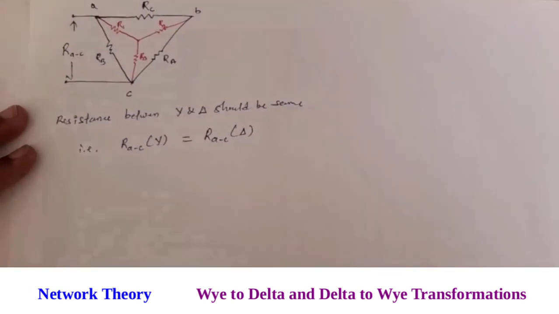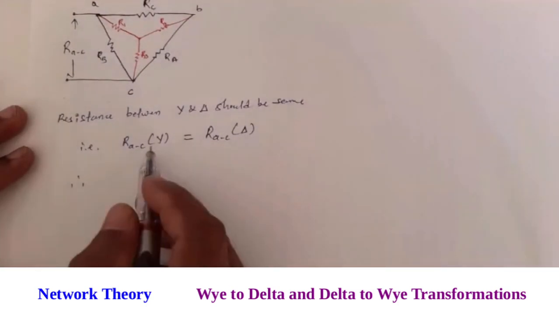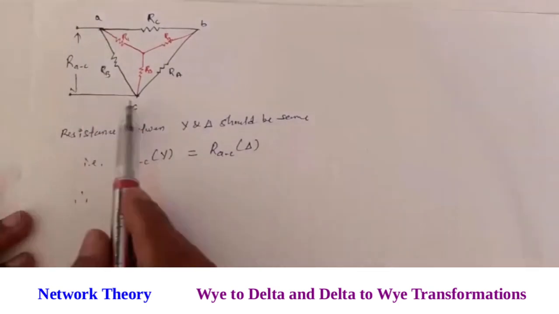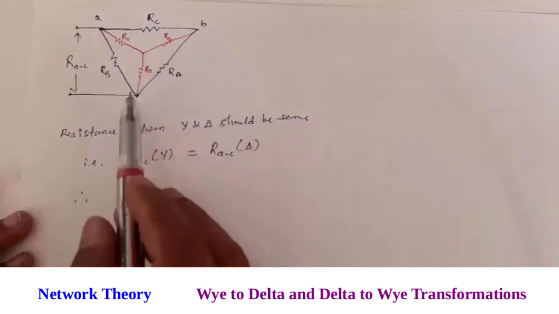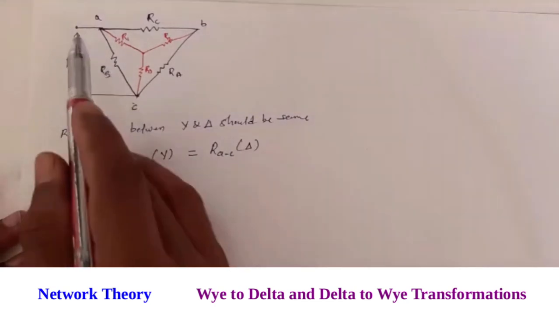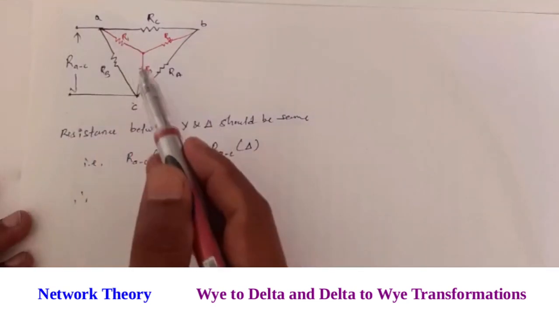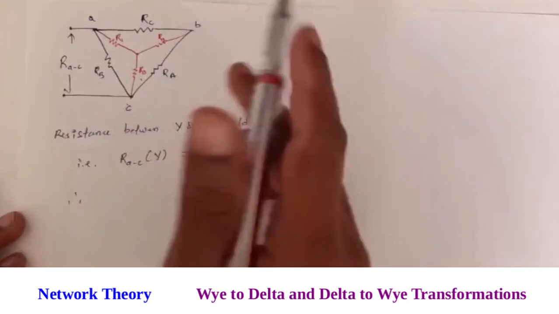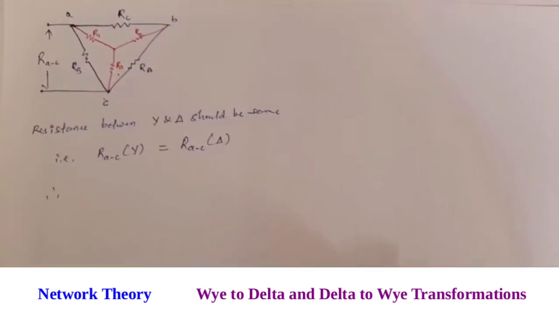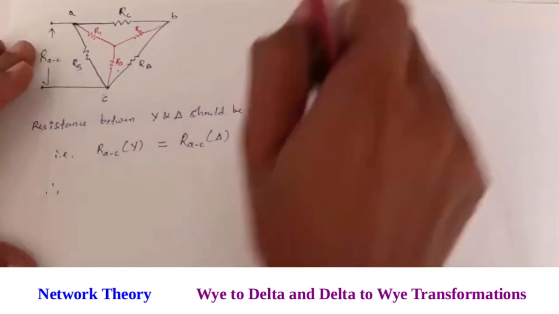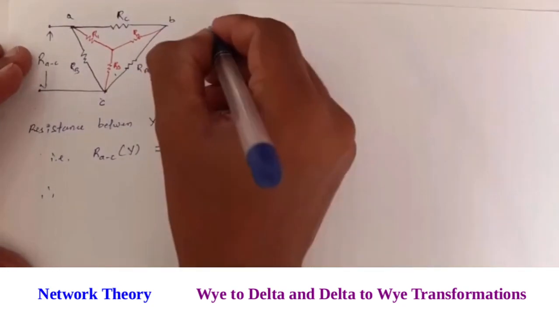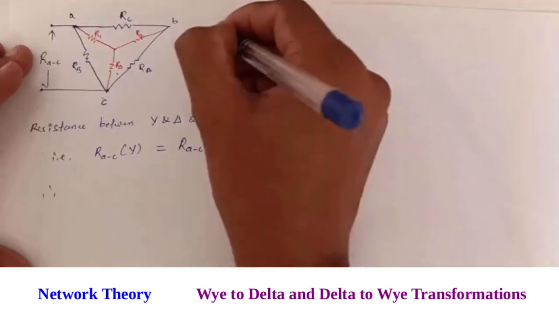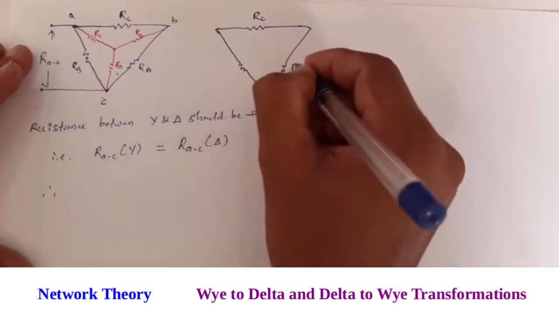So what is RAC of Y? If you see, dear students, RAC is this and this, in the Y or T network. The resistance between these two terminals is simply R1 plus R3. If you want, I can write these two networks outside before I proceed further. The delta network is here, with RA, RB, and RC.